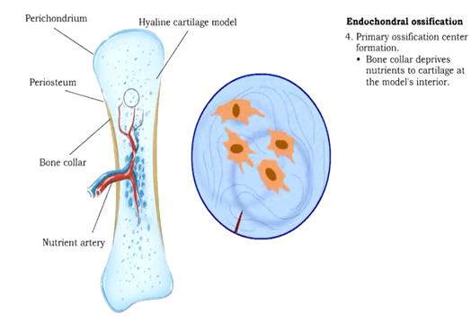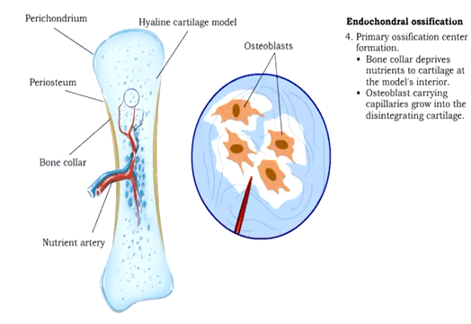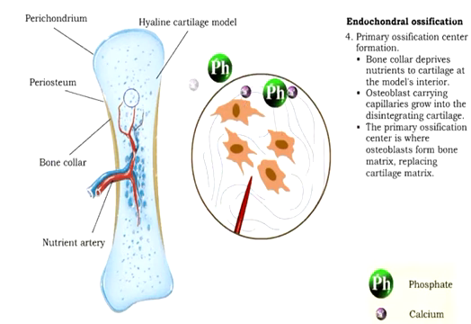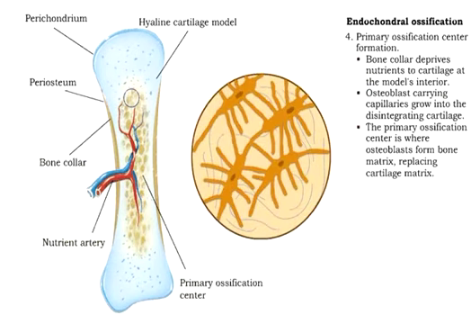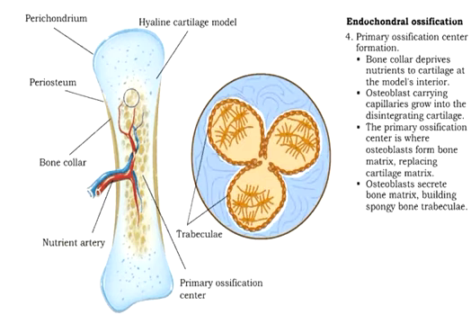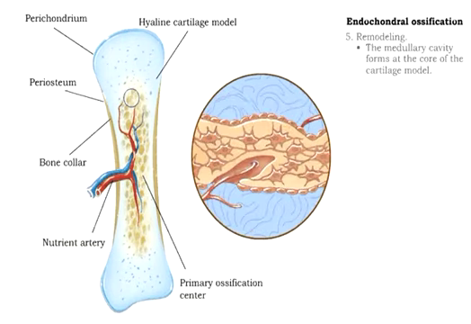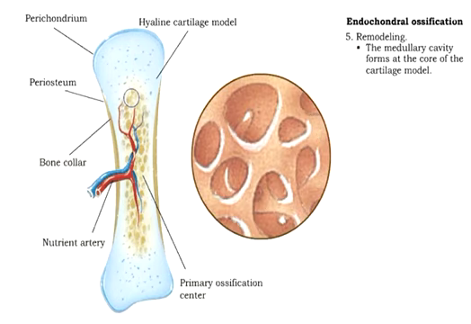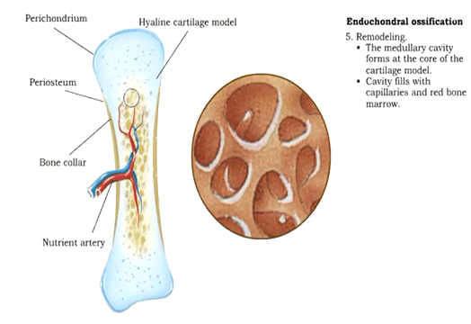Capillaries grow into the disintegrating cartilage, delivering osteoblasts. The new growth forms a primary ossification center, an area where bone tissue will replace most of the cartilage. Osteoblasts deposit bone matrix, building spongy bone trabeculae. The growing model is gradually remodeled. The cavity fills with capillaries and red bone marrow. Ossification proceeds, forming the main portion of a bone, known as the diaphysis.